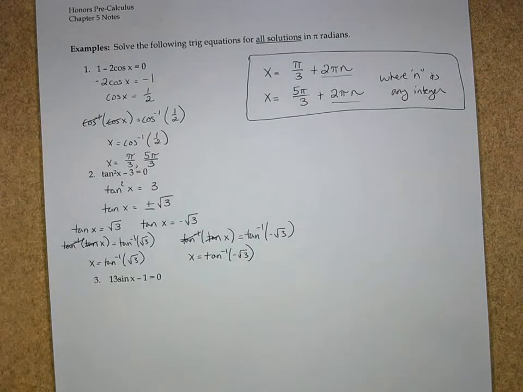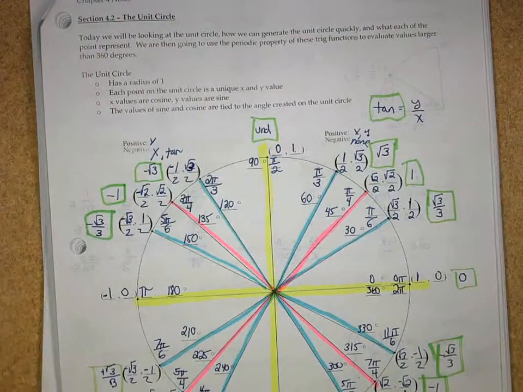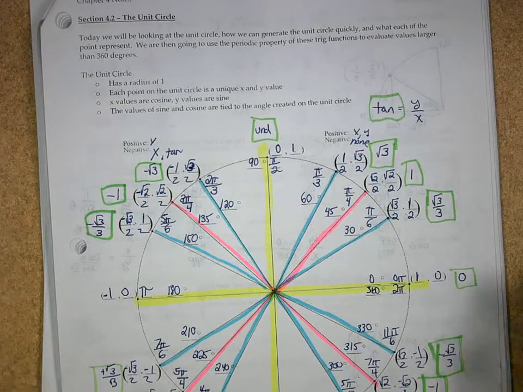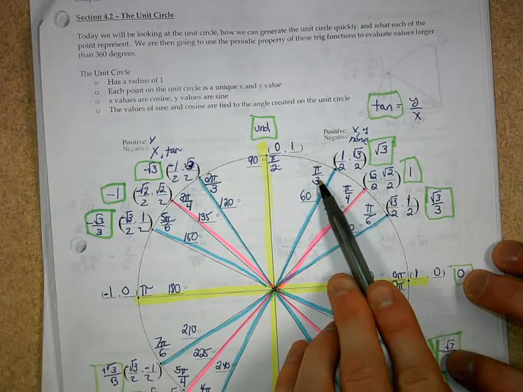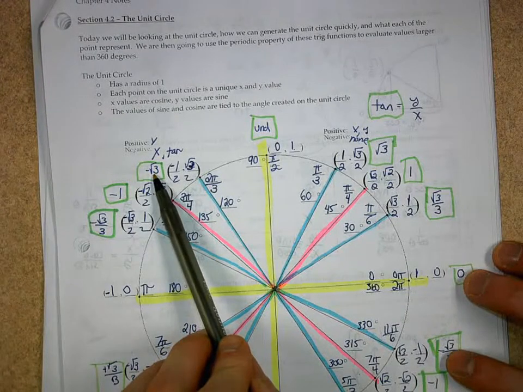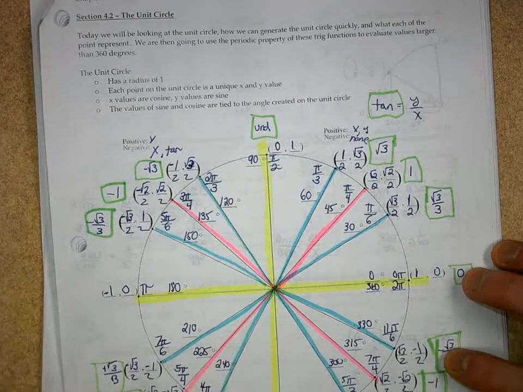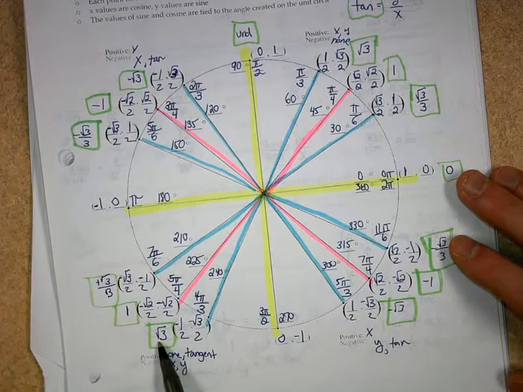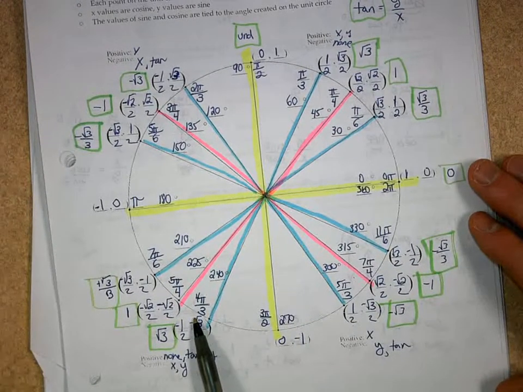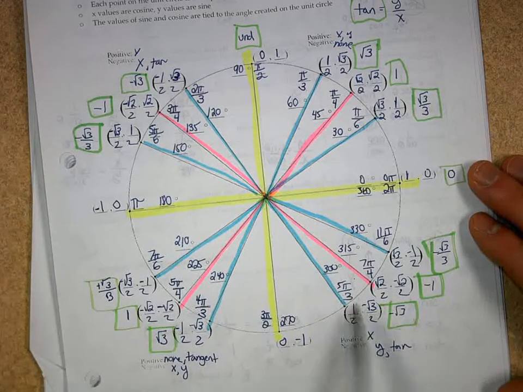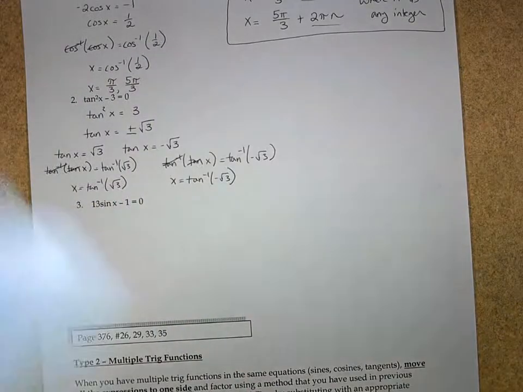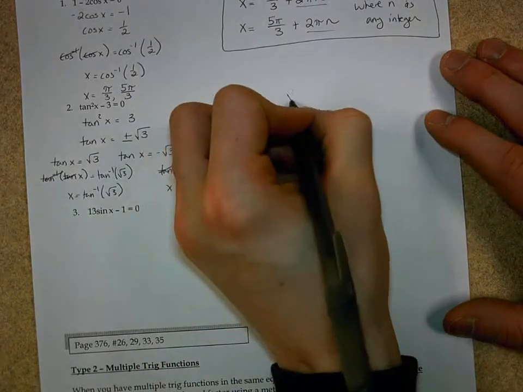So once again, I can go to the unit circle for this one because square root of 3 is on the unit circle for tangent. And I want to find plus or minus square root of 3. So I've got a positive square root of 3 here at pi over 3. I've got a negative square root of 3 here at 2 pi over 3. Down here I've got a positive square root of 3 at 4 pi over 3. And then I've got a negative square root of 3 over here at 5 pi over 3. So I want to include all 4 of those answers.